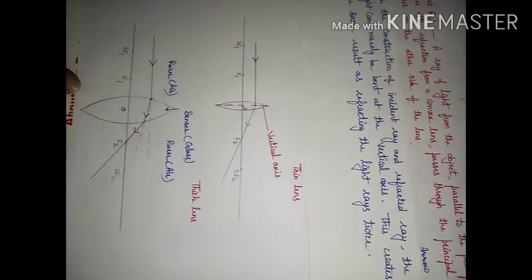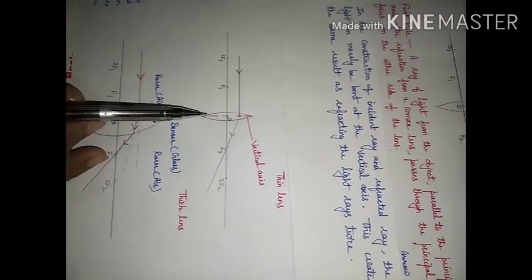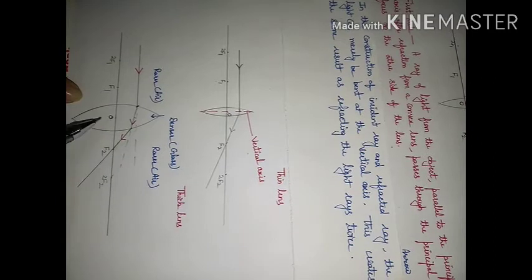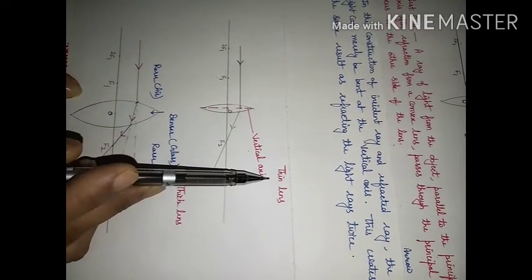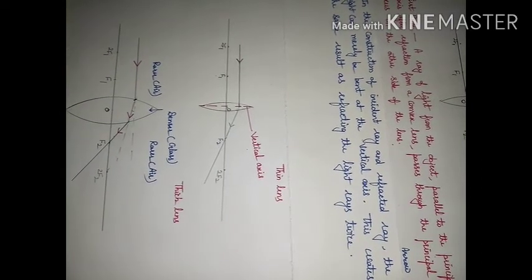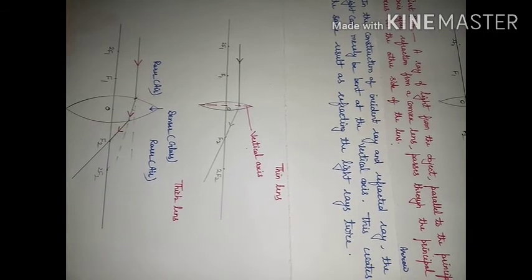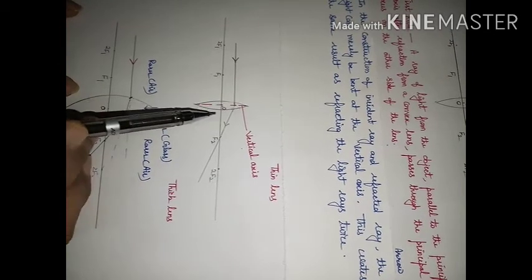But in your NCERT book and in most books, diagrams are not given like this. Diagrams are given like this because they are not going to consider a thick lens, they are going to consider a thin lens. What is a thin lens? A lens whose aperture is very small as compared to the radius of curvature of the spheres of which the lens is part. Those lenses are thin lenses. So we are going to consider thin lens.